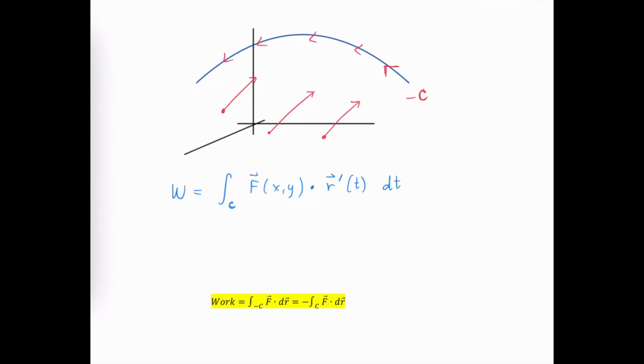So we can formalize this phenomenon by saying the work done moving an object along a path C will be the opposite of the work done moving that object along a path where we just reverse the orientation, which is basically what we have written down here. And there are problems where we can use this phenomenon to take shortcuts in our calculation.